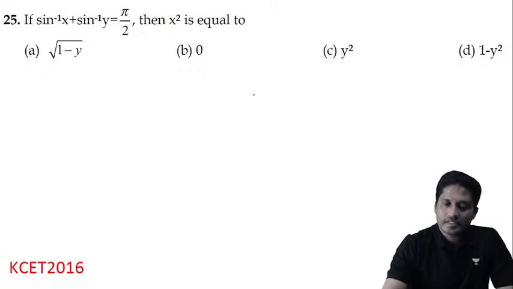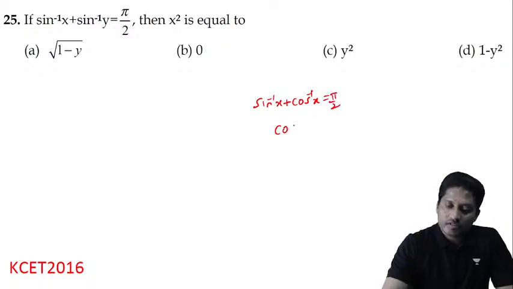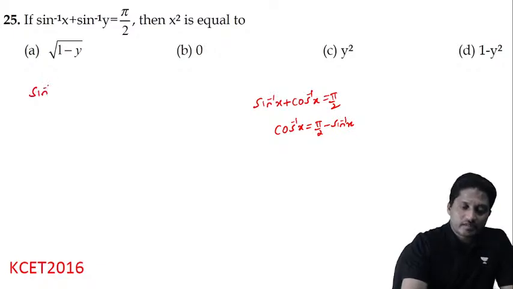Sine inverse of x plus cos inverse of x is pi by 2. You can write cos inverse of x is equal to pi by 2 minus sine inverse of x. Now, sine inverse of x is equal to pi by 2 minus sine inverse of y, so sine inverse of x is equal to cos inverse of y.